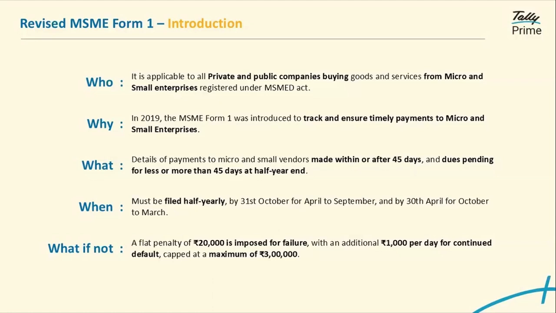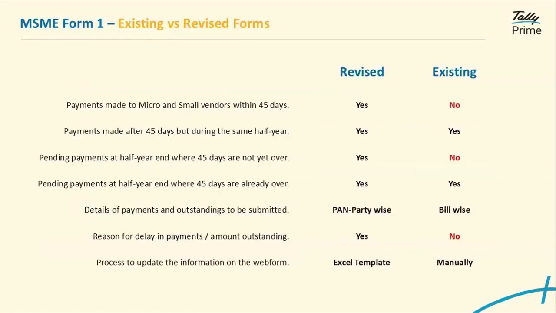Let's move to the next slide and see the comparison between the existing and the revised form. We have given the pointers and the revised and existing comparison. First, the payment made to a micro and small vendor within 45 days. Earlier to the revised form, we were not supposed to provide this detail. If there was any payment done to the micro and small vendor within 45 days, we were not supposed to provide that detail in MSME Form 1.